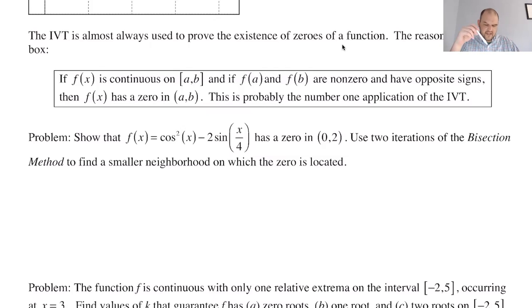All right. If f of x is continuous on a closed interval [a, b], and if f of a and f of b are non-zero and have opposite signs, so there's what we call a sign change, going from negative to positive or positive to negative, then f of x has a zero in the open interval from a to b. That's the intermediate value theorem. That's how you use it 90% of the time.